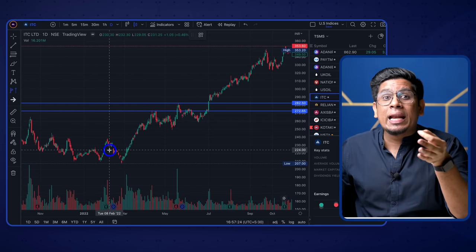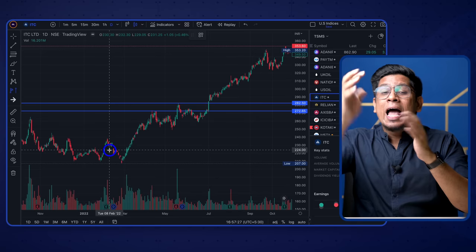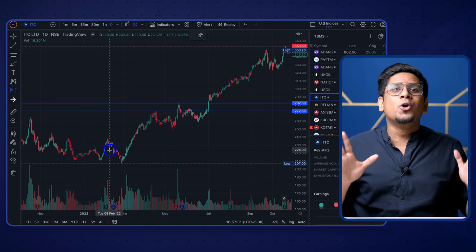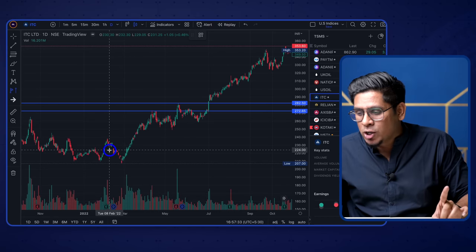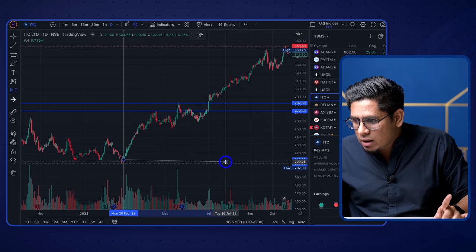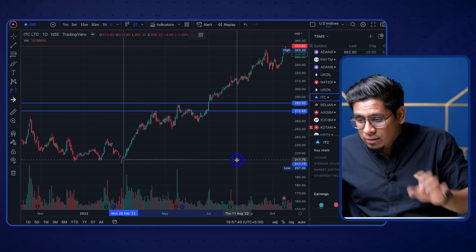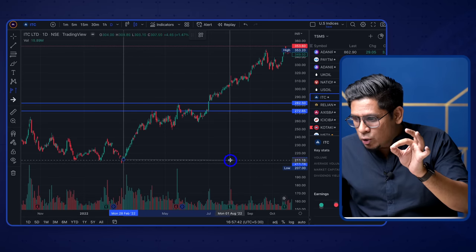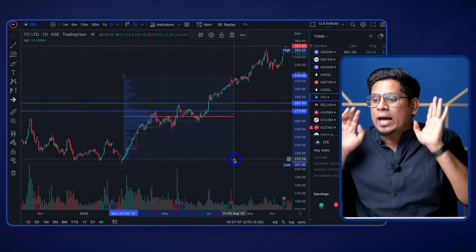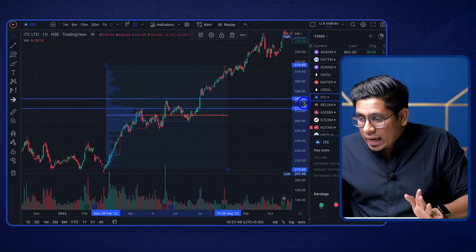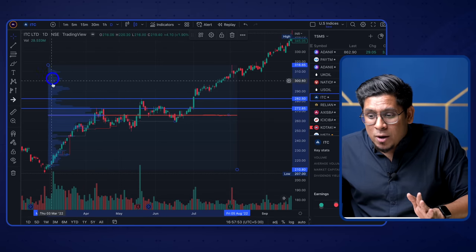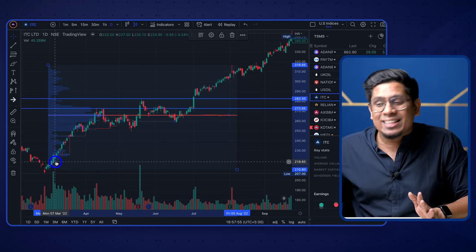Now I'm going to analyze the volume of the stock at different price levels over a specific time period. So first I have to select the time period in which I'm going to analyze. I'm going to analyze from here till, say, here. I clicked here first, then I'm going to click here. So I selected that time period where I'm doing the analysis. If you see here, in this time period, now you see volume bars here on the y-axis.